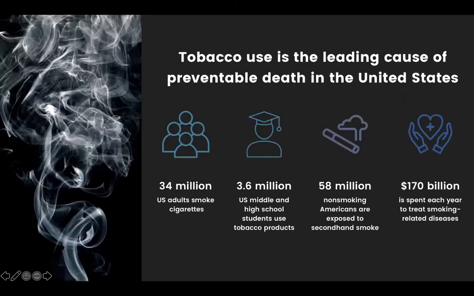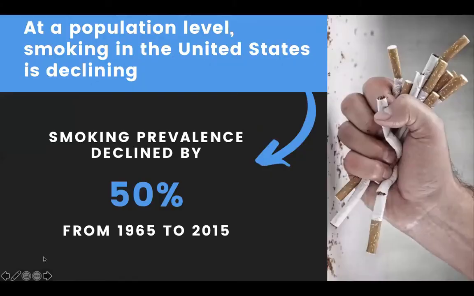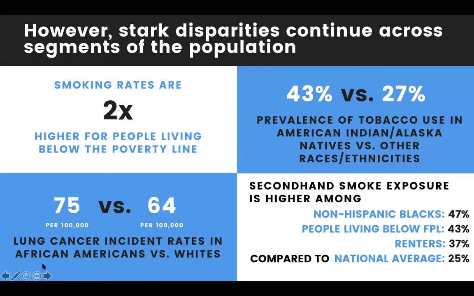Tobacco use is the leading cause of preventable death in the U.S. Millions of Americans smoke or use tobacco products and are exposed to secondhand smoke, which leads to billions of dollars in health spending every year. Since 1965, nationwide smoking prevalence has declined by 50%. However, this progress is not evenly distributed, and disparities still exist for racial and ethnic minorities and low socioeconomic populations.